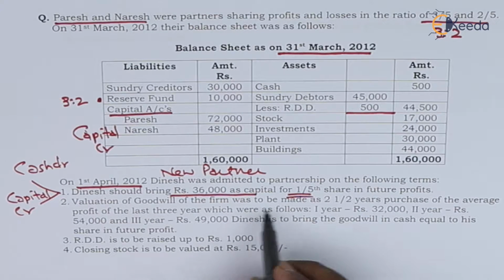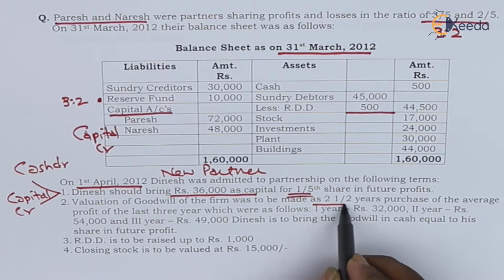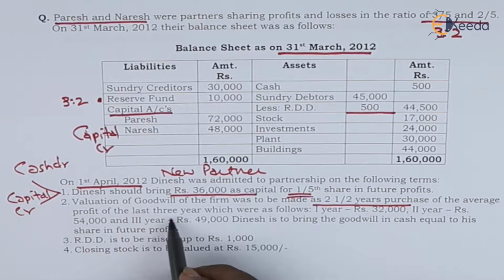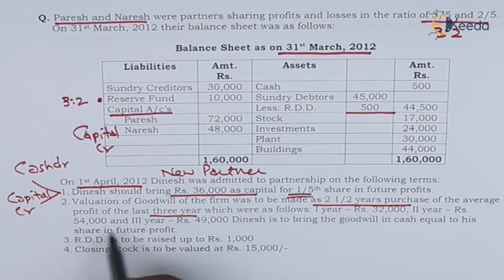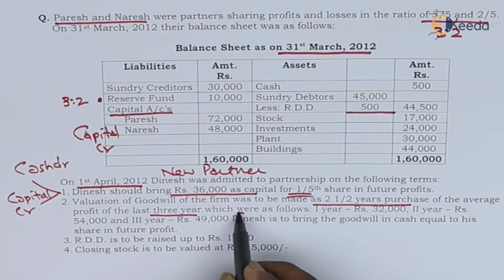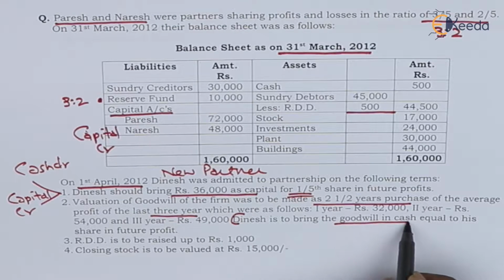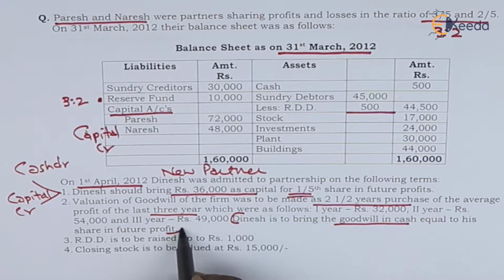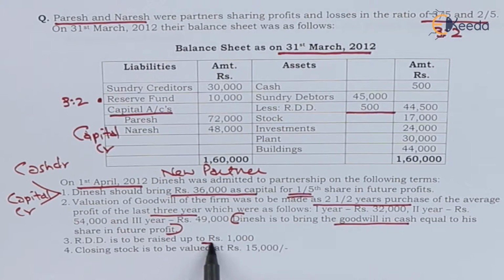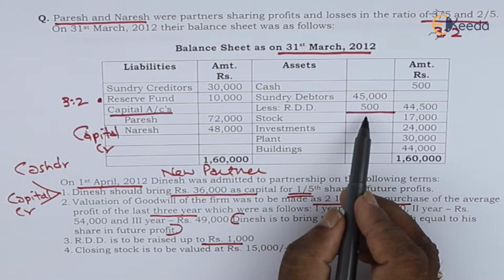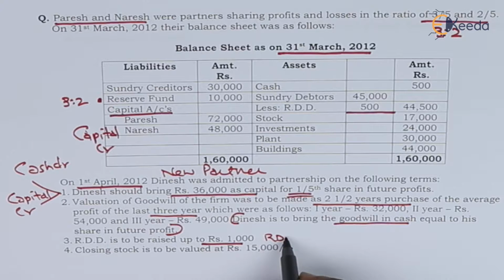Valuation of goodwill of the firm was to be made at 2.5 years purchase of average profit of last 3 years, which were 32,000, 54,000 and third year 49,000. Dinesh is to bring goodwill in cash equal to his share in future profit. We are required to do working note for this adjustment. RDD is to be raised up to 1,000. Already RDD we have here 500. So we'll have to increase RDD by 500. So we'll have to add 500 to RDD.